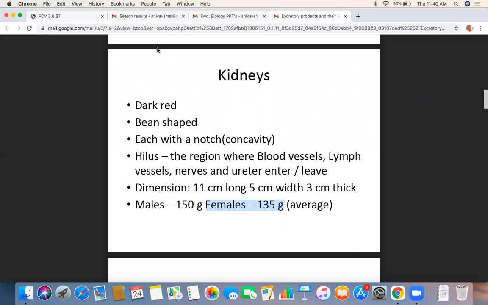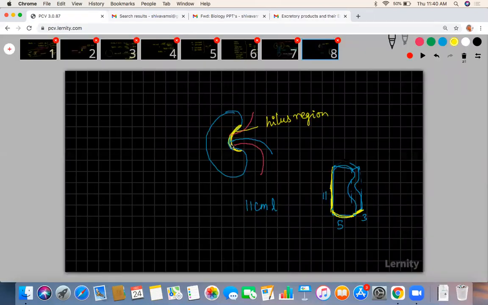Where is hilus in the kidney? This region is the hilus. This depression is the hilus.